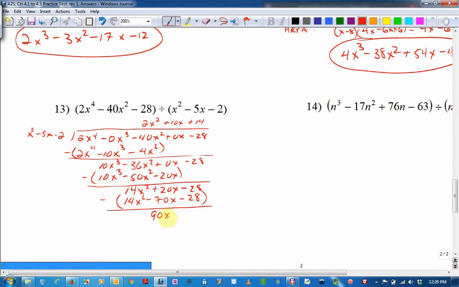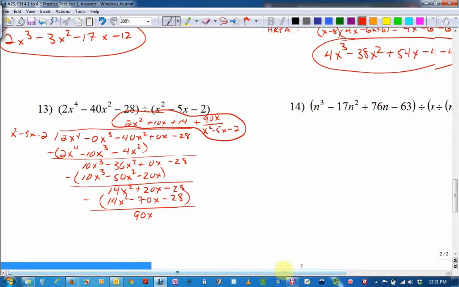X squared will not divide in there, so that's my remainder. So I can write my answer now as 2x squared plus 10x plus 14 plus my remainder, which is 90x, all over what I divided by. And this is my answer.